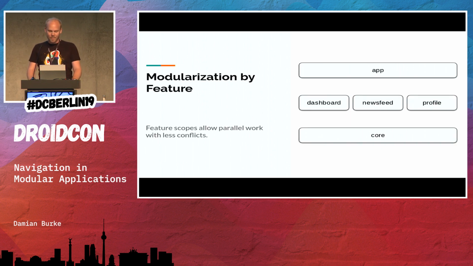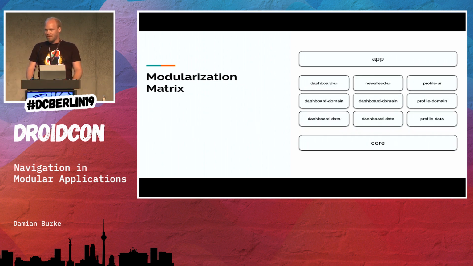If we go a bit further, we can modularize by feature. This allows us to work in cross-functional teams. We can work with less conflicts. Maybe we will have a core layer with reusable things that we need everywhere so we don't duplicate the code.